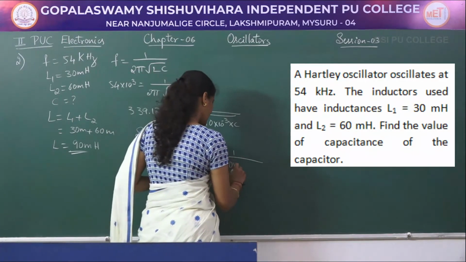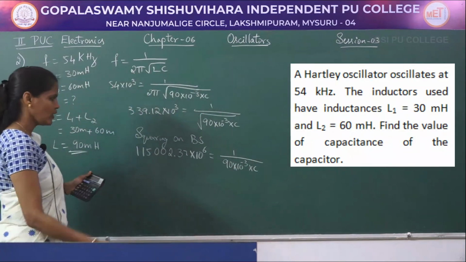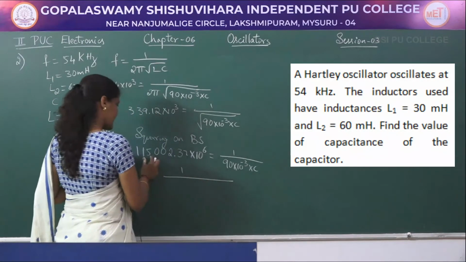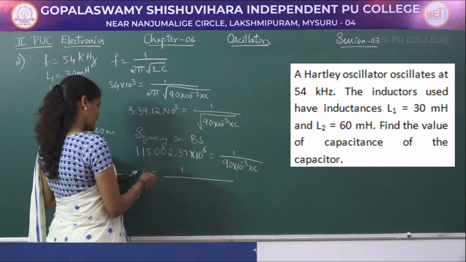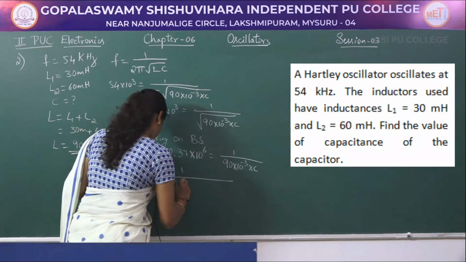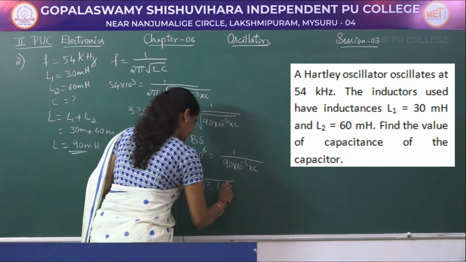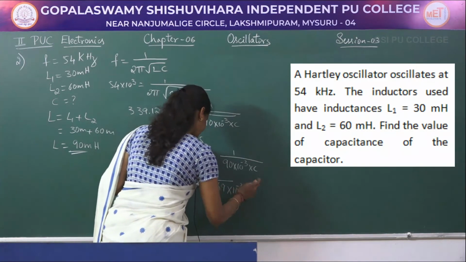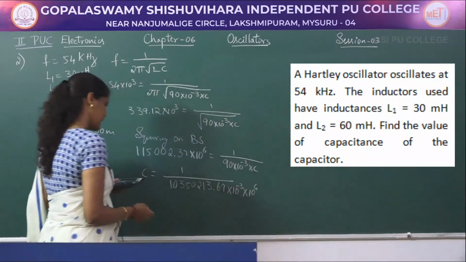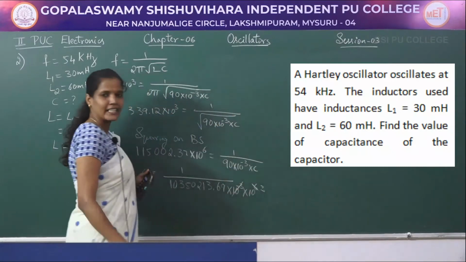So 90 into 10 to the power of minus 3 into C remains. Now let us cross multiply this. So C is equal to 1 divided by 11500.237 into 90 gives me, let me write it here itself, 10350213.69 into 10 to the power of minus 3 into 10 to the power of plus 6. So this 10 to the power of minus 3 gets cancelled with this, retaining 10 to the power of plus 3.